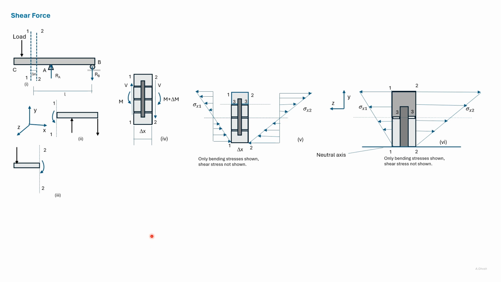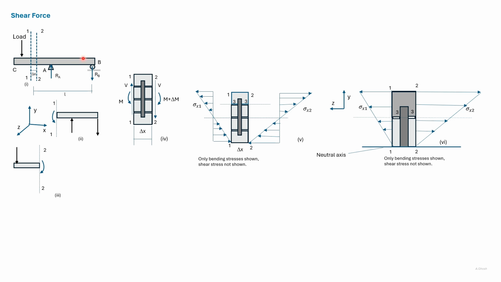Here we look at shear force. Consider a beam loaded as shown. There are reactions at A and B where there are supports. We take sections at 1-1 and 2-2 del x distance apart. The moments acting in section 1-1 and 2-2 are both negative. The moment in this portion will continually increase, so the moment in section 2-2 will be larger than the moment in section 1-1.